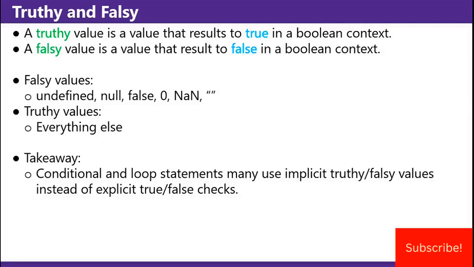Takeaway. Conditional and loop statements may use implicit truthy-falsy values instead of explicit true-false checks. And now you're aware of it.